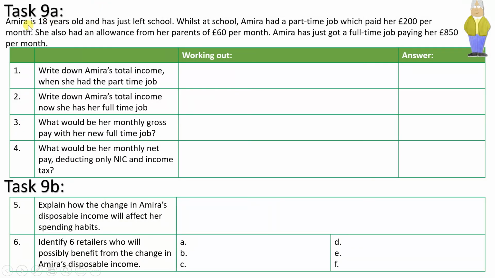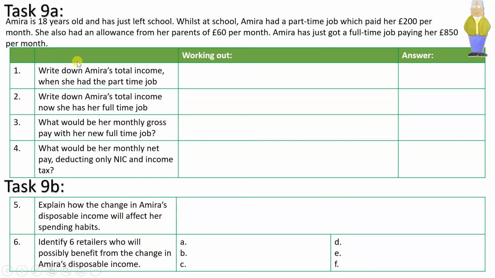Task 9A. Amira is 18 years old and has just left school. Whilst at school, Amira had a part-time job which paid her £200 per month. She also had an allowance from her parents of £60 per month. Amira just got a full-time job paying her £850 per month.